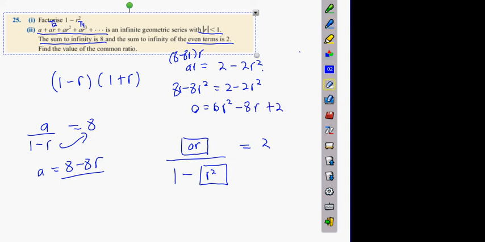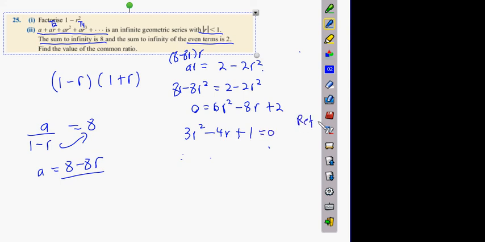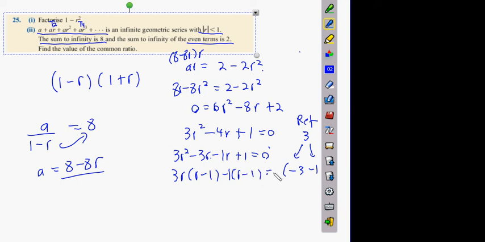Okay, once we've done that, what we're going to do next is divide by 2, I think. I might as well divide by 2 and then make it an easier type of quadratic. So you're going to get 3r squared minus 4r plus 1. Reference number of what, guys? 3. Break up 4r into minus 3r minus 1r. So then it's going to be 3r squared minus 3r minus 1r plus 1 equals 0. 3r into r minus 1 minus bracket 1 into r minus 1. 3r minus 1, r minus 1 equals 0.